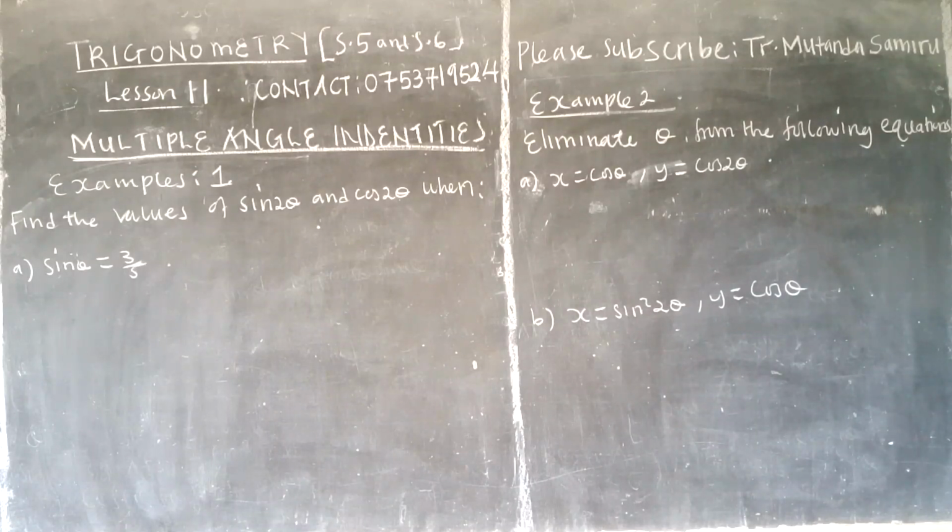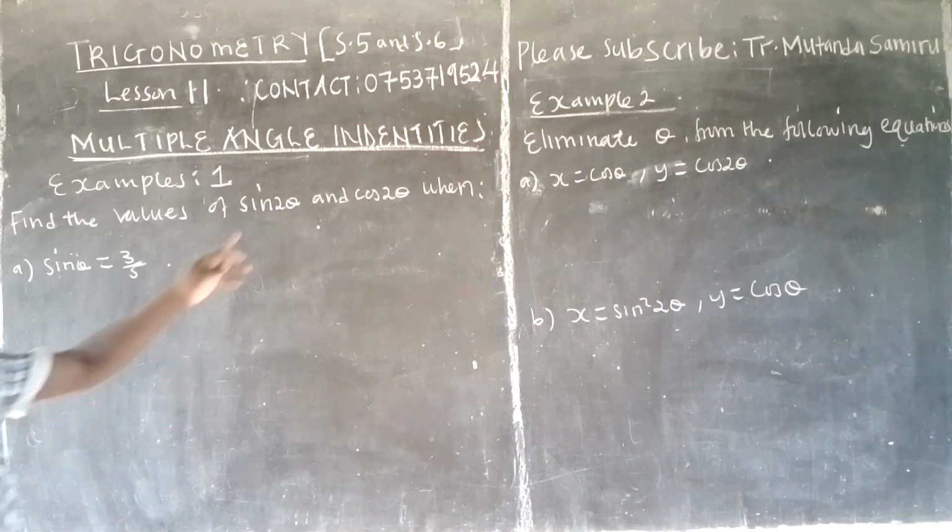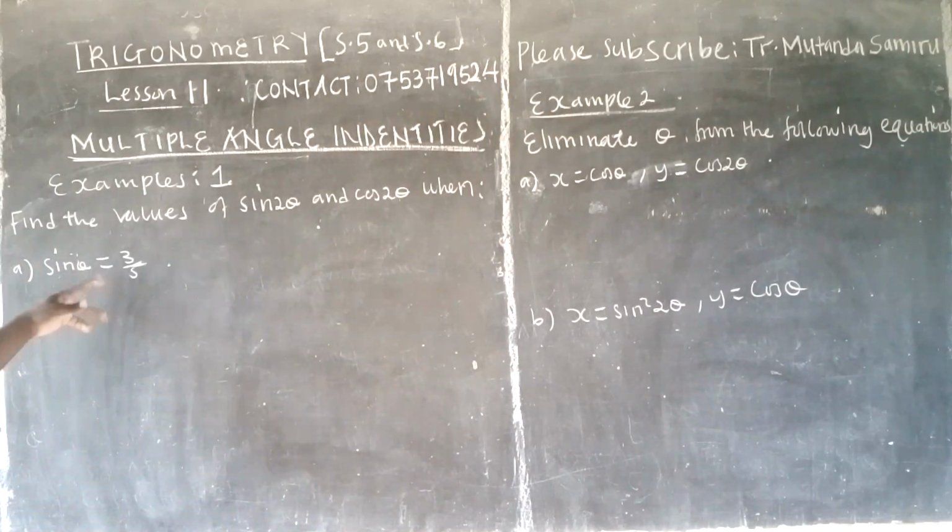All right, okay, so still about multiplying identities. We have example 1. Find the values of sine 2 theta and cos 2 theta when sine theta is 3/5. So let us get the value of this and the value of this when sine theta is equal to that. Okay, good.